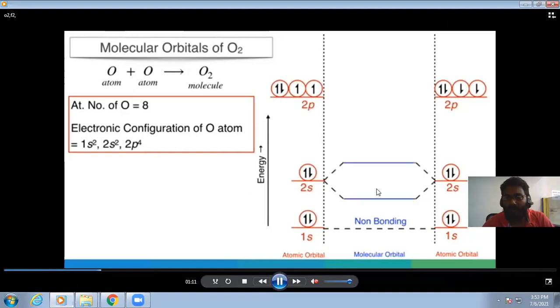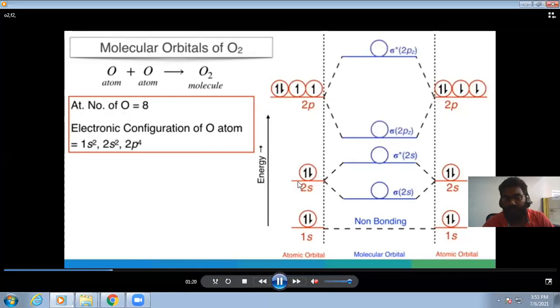2s has 1 electron each. Sigma 2s, sigma star 2s. This is the anti-bonding and this is the bonding. One electron from this side, one electron from the other side. First we fill the bonding orbital. That is important. I'll show the curve. This is the bonding orbital.